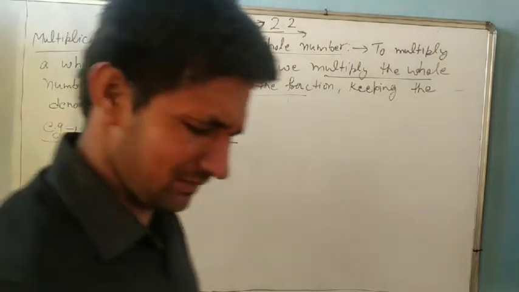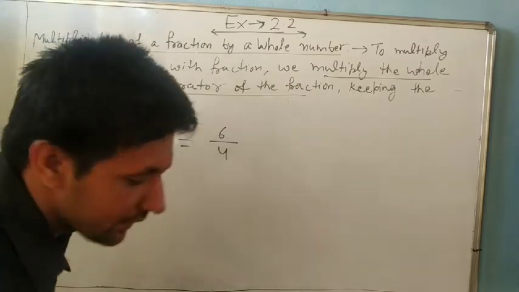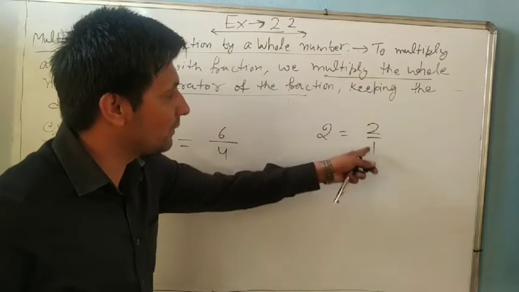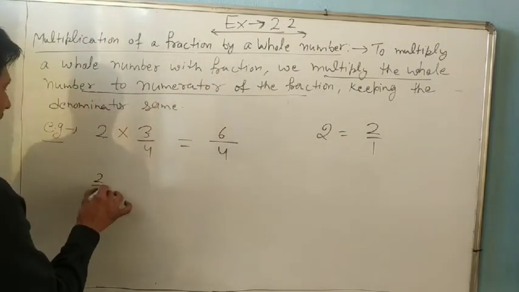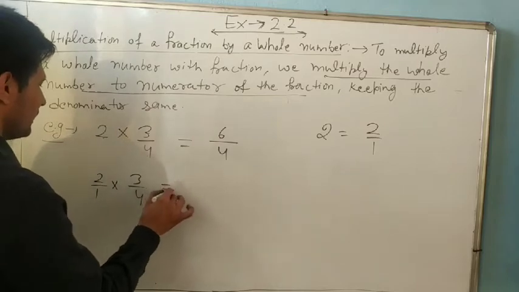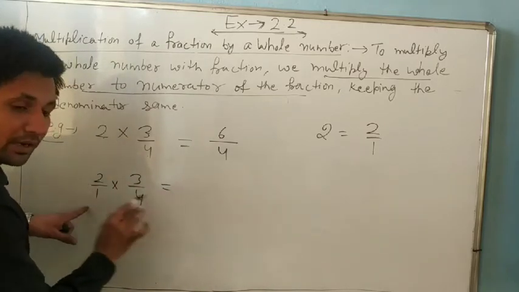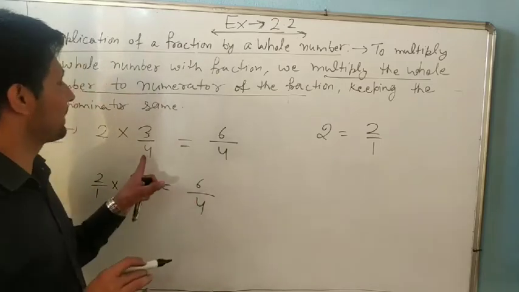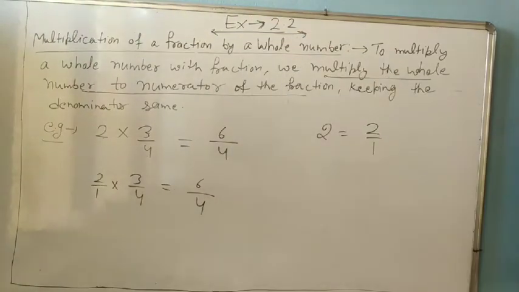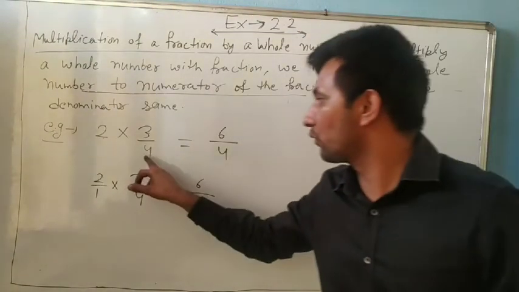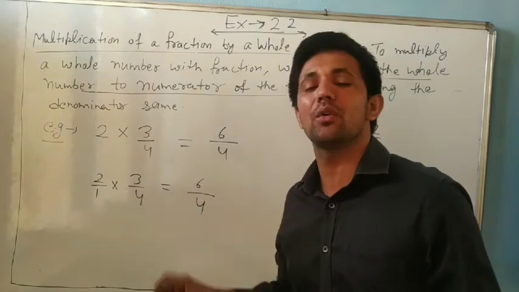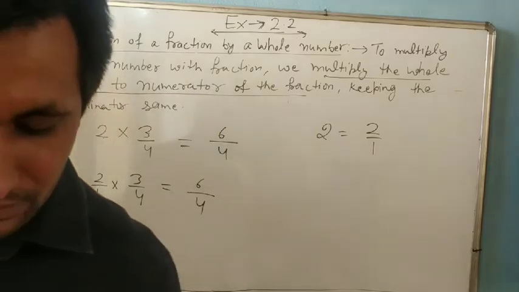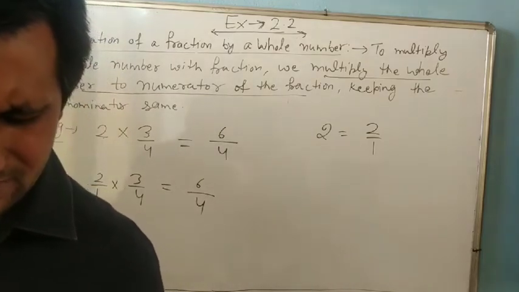Otherwise, if you have any confusion, you can write any whole number, 2, as 2 by 1. Yes, why not? 2 divided by 1 is again 2. So you can write 2 by 1 into 3 upon 4. Numerator multiply numerator, denominator multiply denominator. 2 into 3, 6. And 1 into 4, 4. So like this, we can multiply whole numbers by fractions. Okay, it is very simple.